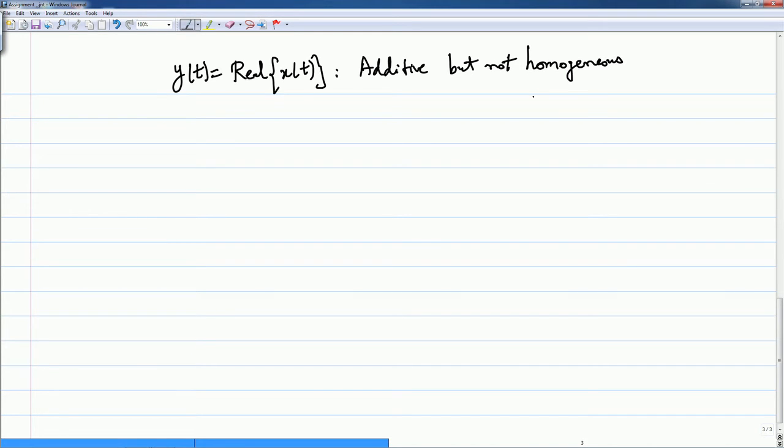Okay, so think about it. If you multiply a times x of t, and if a is complex, it is not the same as multiplying a complex number with the real part, and clearly it will not be homogeneous. On the other hand, it will be additive. x1 of t plus x2 of t will give you the sum. And here is another interesting system, which is x square of t by x of t minus 1. Okay. This system, it turns out, is homogeneous but not additive.